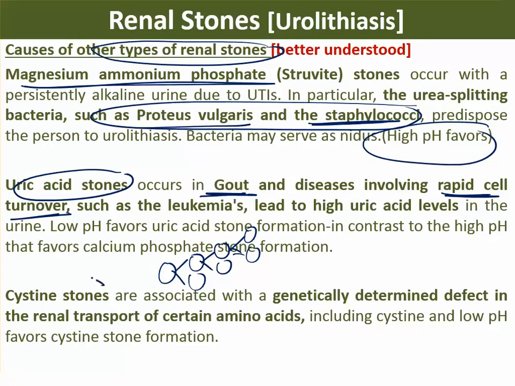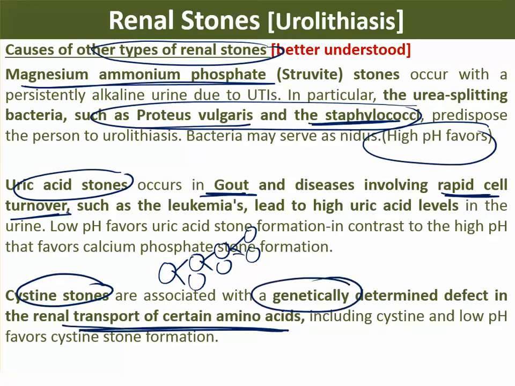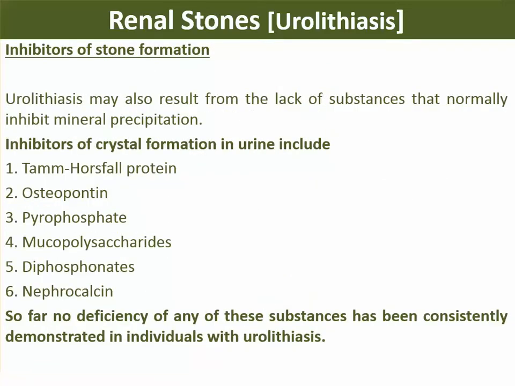Now cystine stones are formed basically due to some transport issues of amino acids, and it is also a genetically determined defect. And most of the stones, I think, are forming because of low pH or high pH concentration. Actually, here the low pH concentration favors the cystine stone formation. Understand? So now coming to the renal stones, and again there are certain inhibitors of stone formation.